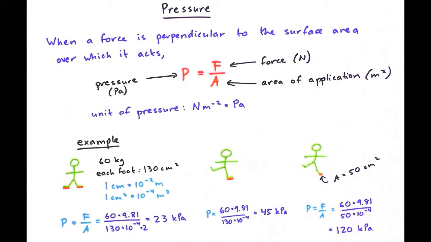So you can see that even though the force exerted on the floor is the same in all 3 cases, the pressure is very different. So standing on 2 feet, we're spreading out the force the most. On 1 foot, we're spreading it out a little bit less, so it's slightly higher pressure. But standing on tiptoes, we're concentrating the force on the lower area, so we get a much higher pressure.